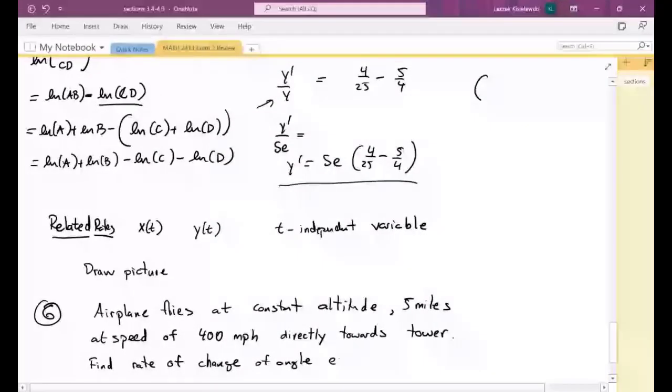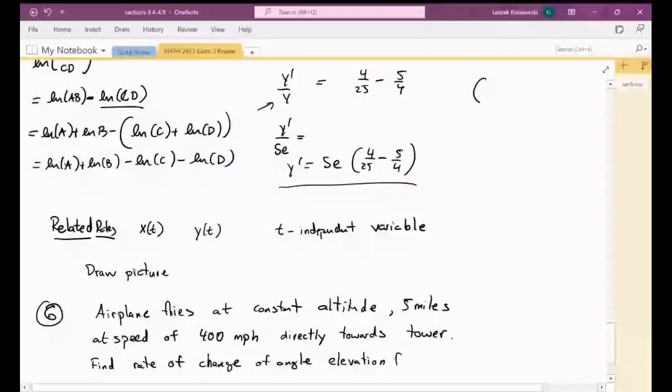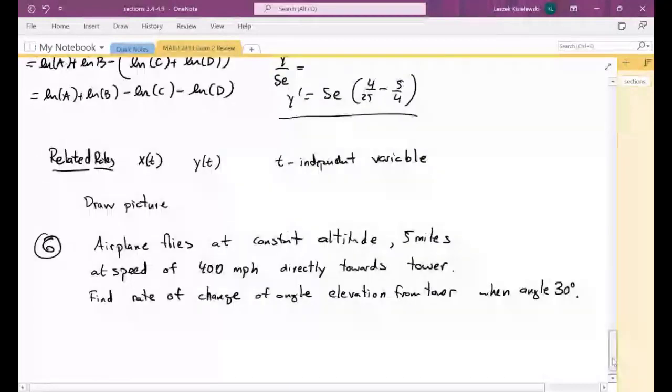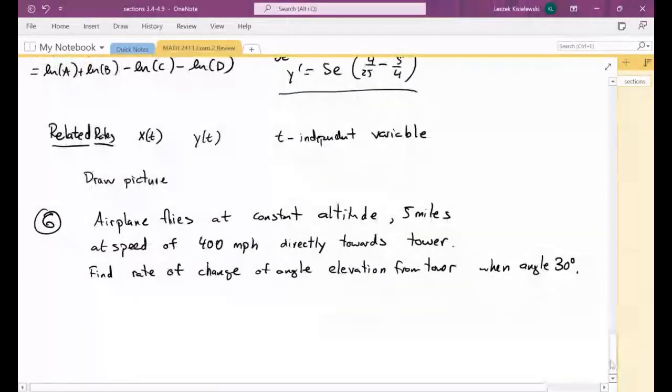So there's a lot of triangles from the tower. So that's going to be the angle relative to the ground when the angle is 30 degrees. And that's kind of mean of them to give you a degree, I think. Okay. So what would the picture be?